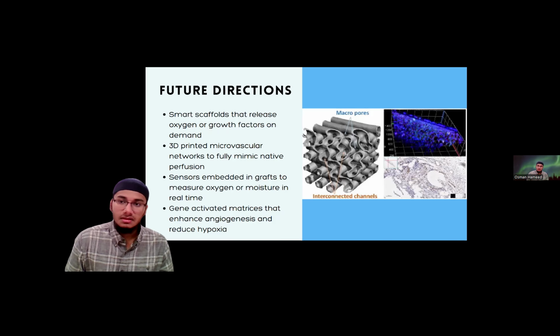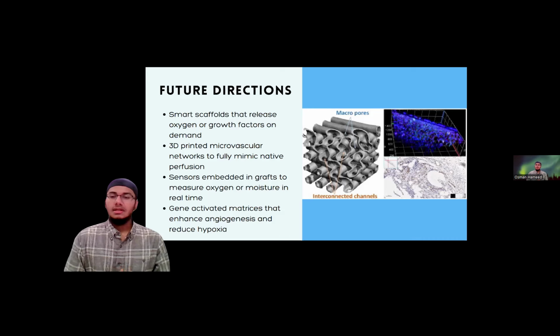There can be sensors embedded within the scaffold themselves. These can be electrical impulse sensors or something similar, measuring the oxygen, moisture and nutrient levels in real time, so that it's maintaining that homeostasis, that balance, so that the skin graft doesn't fail to integrate, so that it actually does integrate with the rest of the skin. There could be gene activated matrices. They can detect hypoxia and allow for more of the angiogenesis that we want.